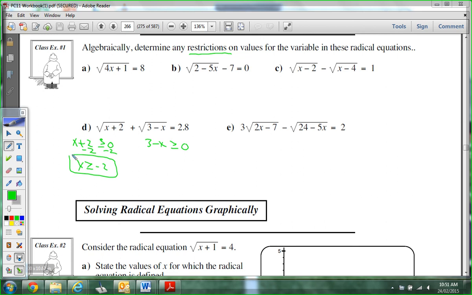Second piece, minus 3, that's a positive 3, not negative. Negative x greater than or equal to negative 3, divide by negative 1 to make that a positive x. That means I have to flip the sign. So we have x greater than or equal to negative 2 and x less than or equal to 3.